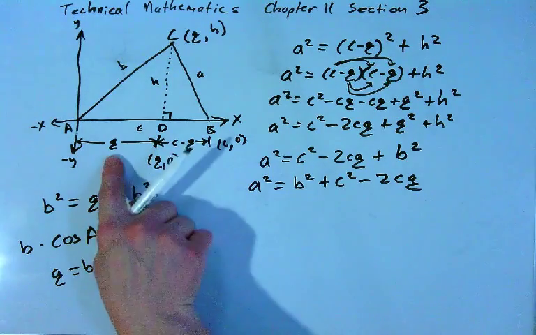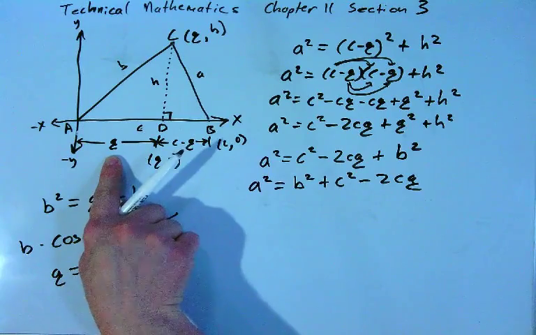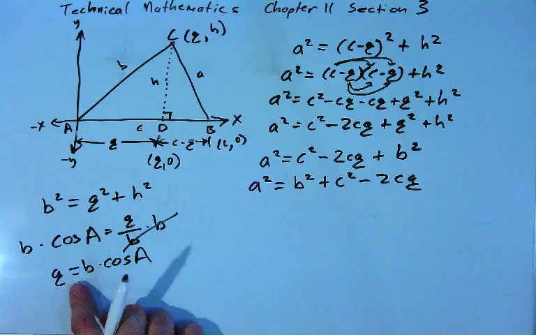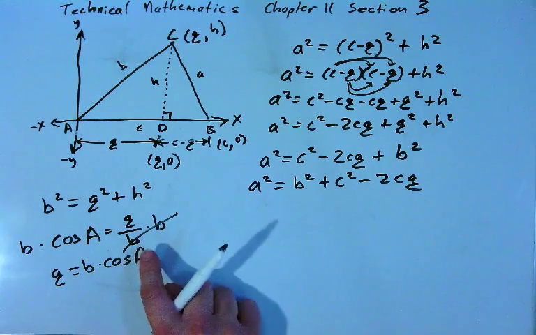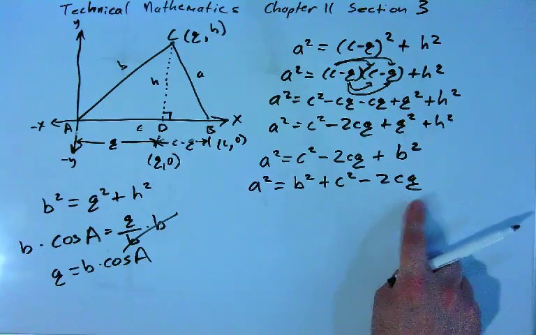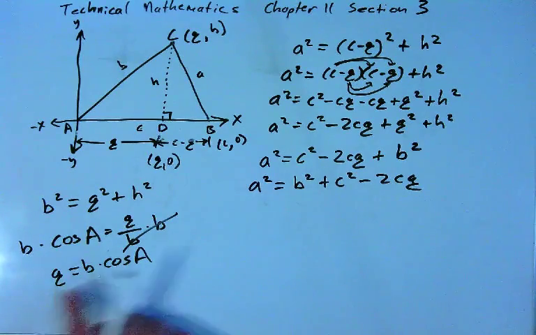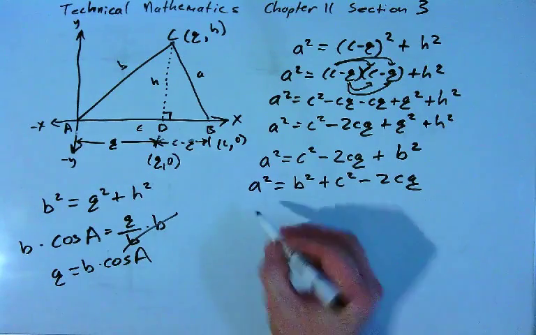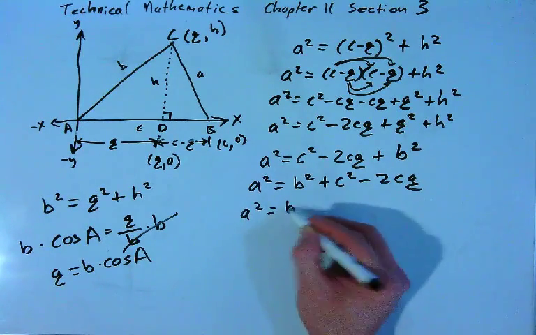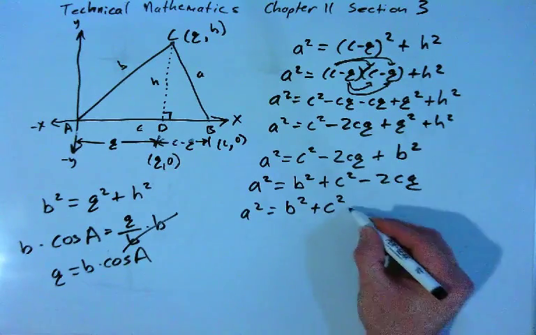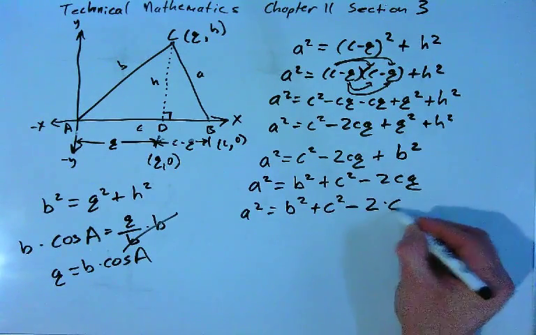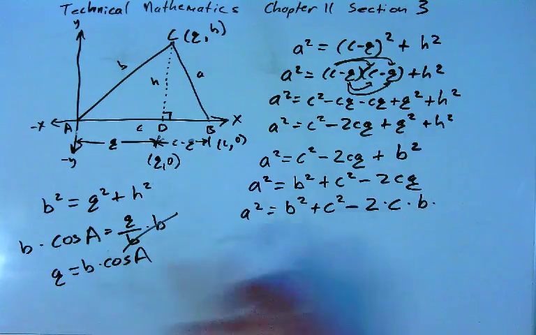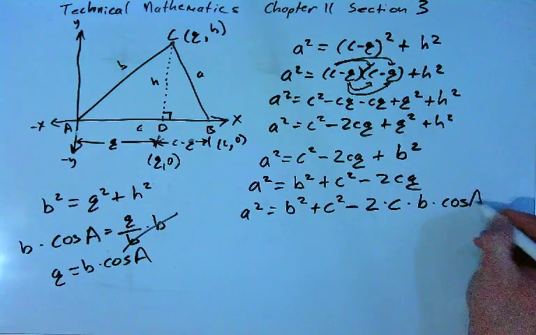But I have this G here, and that G is a value that's not really part of the triangle. You know, that's not one of the three sides of the big triangle. So I'm trying to get rid of G. And that's why I've taken the cosine of A to be G over B and solved for G, so that I can make a substitution here. So G is B times cosine A. So instead of G, I'm going to write B times cosine A. So we get A squared equals B squared plus C squared minus 2 times C times, and instead of G, I'm going to write B times the cosine of A.